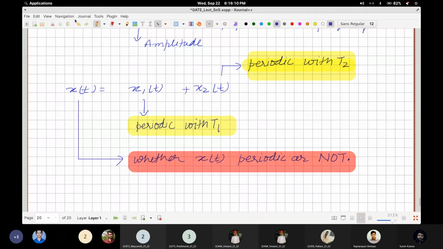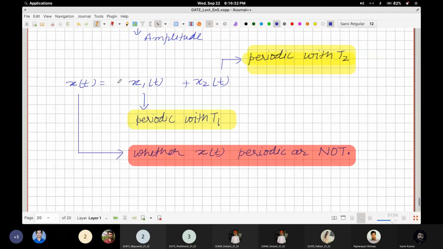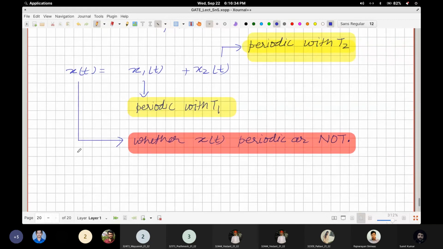No, that's not it. T1 by T2 should be rational. T1 and T2 should be real. Real will always be there. T1 is real and T2 is real, right? The ratio should be rational only. If it is not, look, what does it mean? Let me just explore this, and it should be much clearer to you.